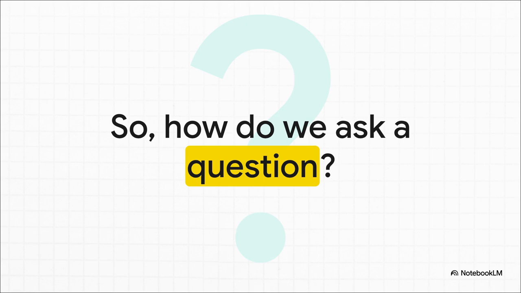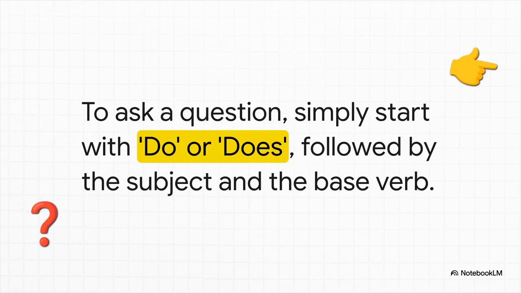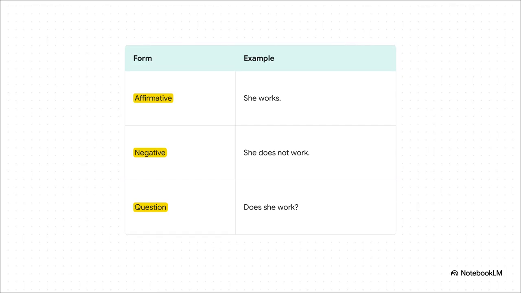Any guesses on how we ask a question? Hint, those little helper verbs we just met are the key. You got it. It's super simple. You just take those same helpers, do and does, and you pop them right at the front of the sentence. So it becomes, do you work? Or does he work? And this table just lays it all out perfectly.